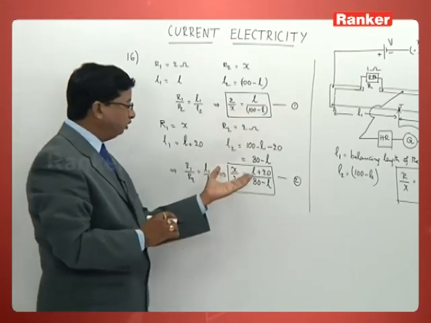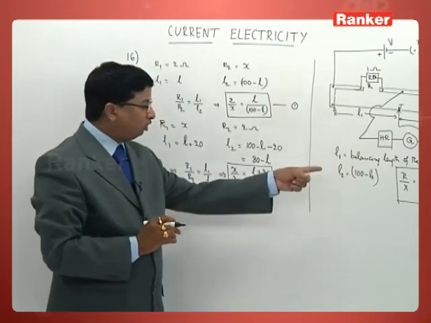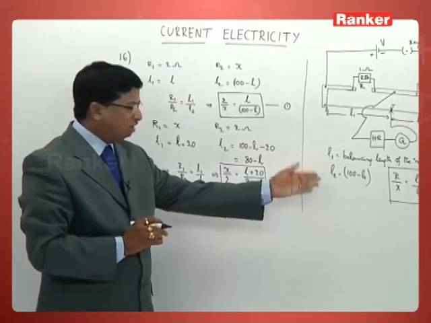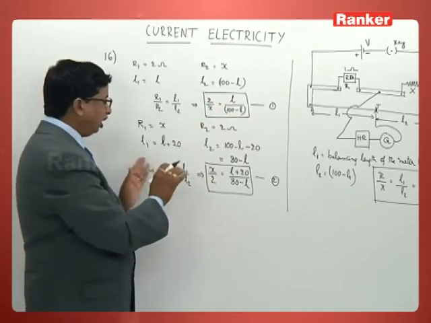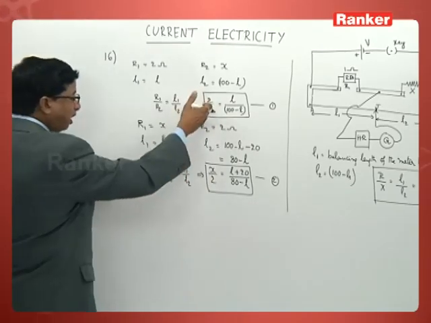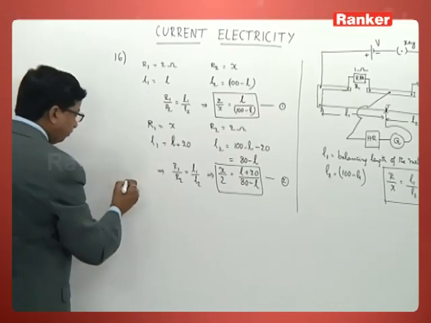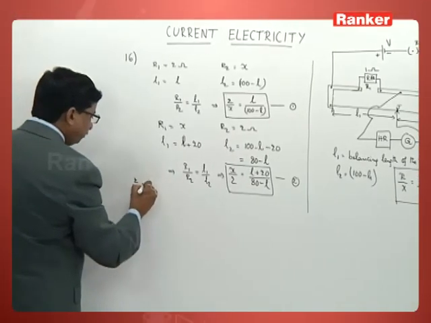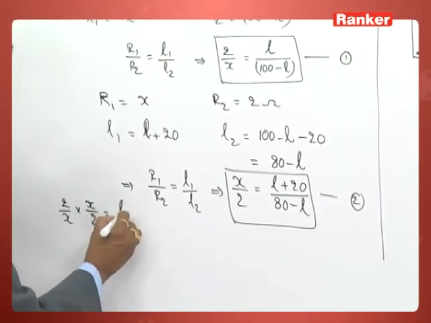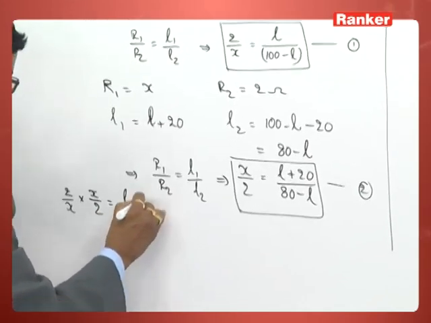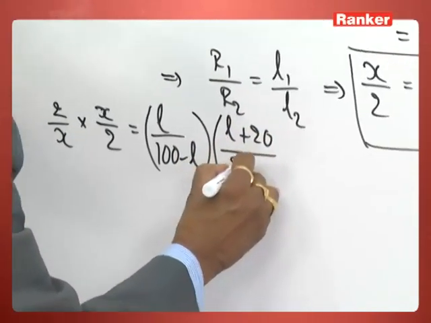Hope all of you might have followed these 2 points. I just have considered R by X is equal to L1 by L2, where X is unknown resistance there. Same formula I have taken twice now. Now what I do while calculating, I just multiply these two. Then what is it you are going to get? Just look at that one. 2 by X into X by 2 is equal to L by 100 minus L into L plus 20 by 80 minus L.